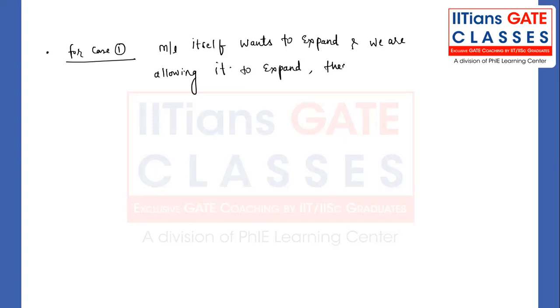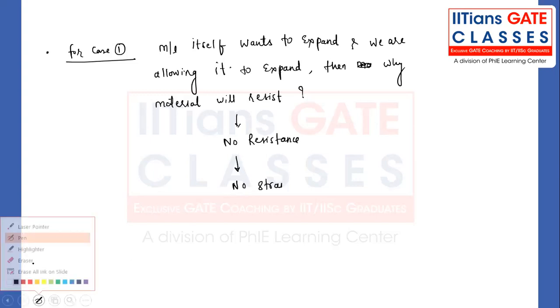Then why will the material resist? Why will the material resist? No resistance. With no resistance, there will be no strain or no stress. No resistance means what? No stress. So free expansion is nothing but a no stress condition, my dear friend.